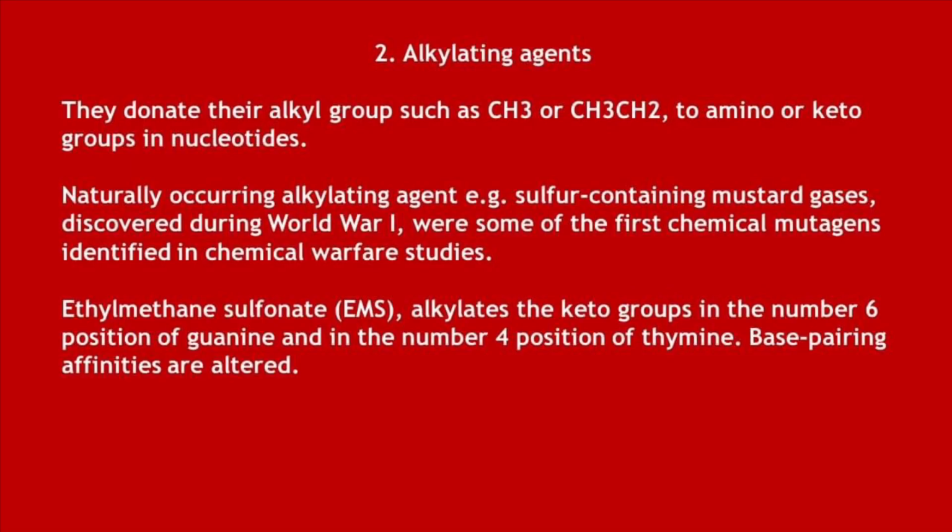Alkylating agents, as is apparent from the name, donate their alkyl group to the amino or keto groups in the nucleotides. We have normal bases, but if their amino or keto group is changed and alkylated by these agents, their base pairing affinities change. An example of an alkylating agent is mustard gas, for example sulfur mustard gas.